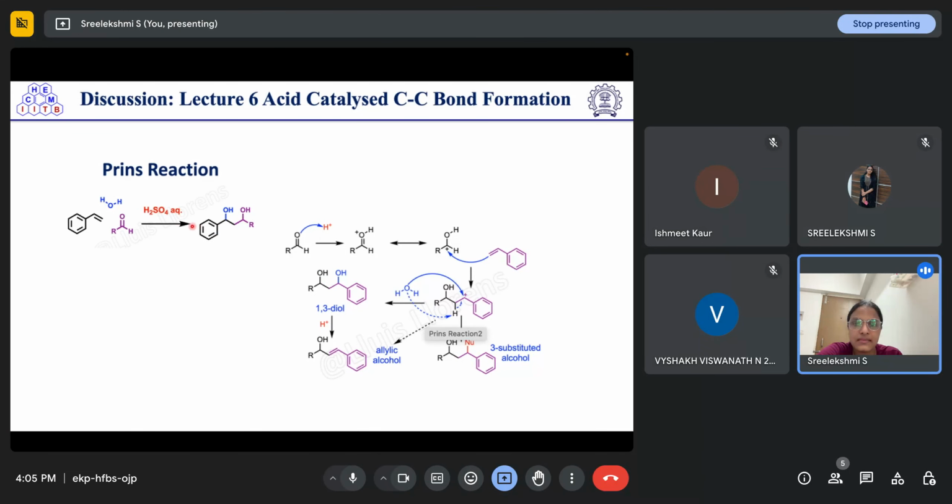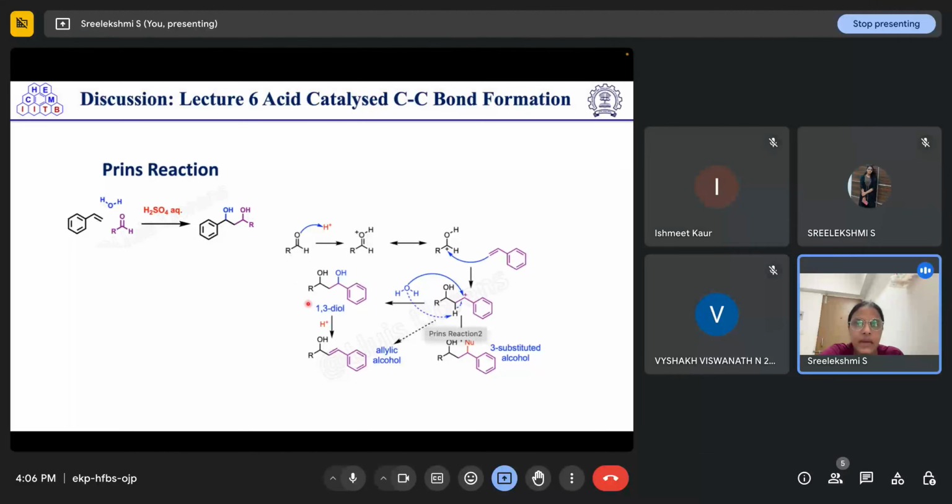Here, this aldehyde will first get protonated in presence of this acid to give this oxonium ion, and we have this alkene as well. This alkene will attack this positively charged carbon, this electrophilic carbon center of this carbonyl compound, and it will form this intermediate, and this carbocation will be generated. This carbocation will be stabilized by the water molecule, which we are using as one of the reactants here. That is, the water molecule will attack on this carbocation and it will form this 1,3 diol.